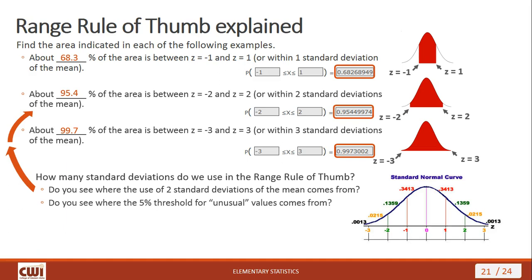Also, you should be able to see where this 5% threshold for unusual values comes into play. Because if 95% of the area under the curve represents usual values, then the remaining 5% should constitute the unusual values. So here we see an explanation of where our threshold values come from for determining what's usual or unusual, or as your textbook author would say, significantly high or significantly low.